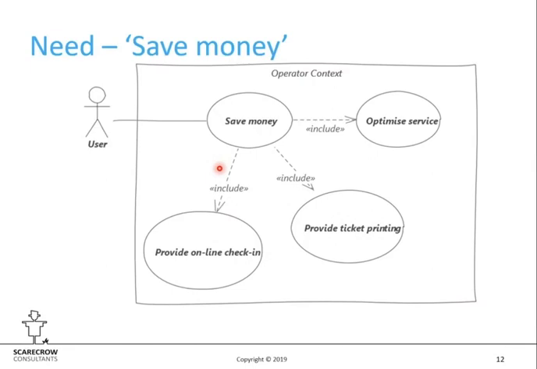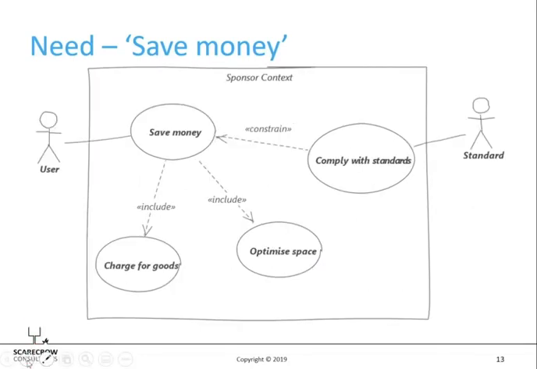Okay, let's look at another context. Let's just complete the left-hand side of our stakeholder view. Let's look at the sponsor context. So here again, we've got another very, very different interpretation. Imagine if I'm the person who's putting up all the money for the passenger airline. I've still got this need of saving money, okay? But from my point of view, what makes this a use case now is the interpretation of this from my point of view as the sponsor: I want to charge for goods, and I want to squeeze in as many people as possible, as many passengers on the airline as possible.